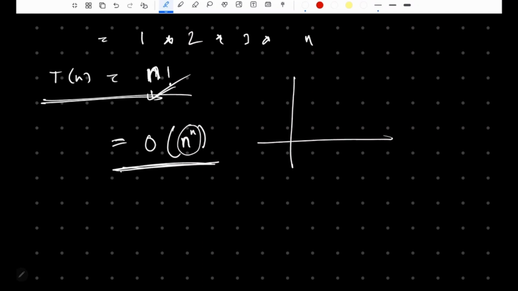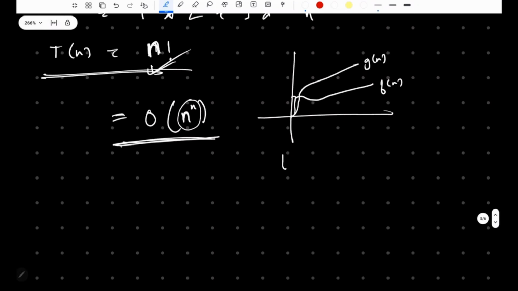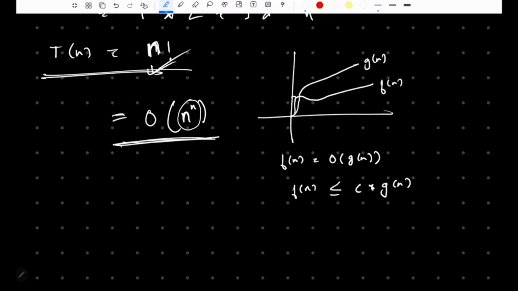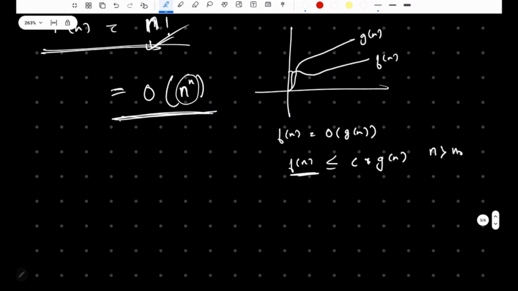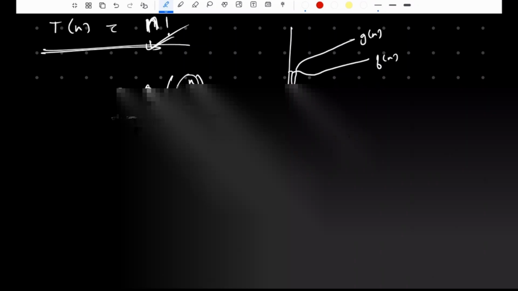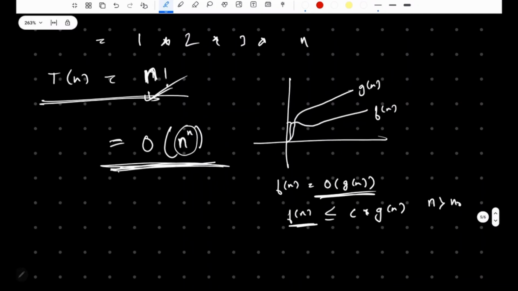So what is big O? Say one function is f of n and another is g of n. In big O, we say f of n belongs to big O of g of n only if f of n is less than some constant times g of n, for n greater than n0. Here f of n is n factorial, so we want a function greater than that so that it can be the upper bound. So we took n to the power n, which will be the upper bound of n factorial.